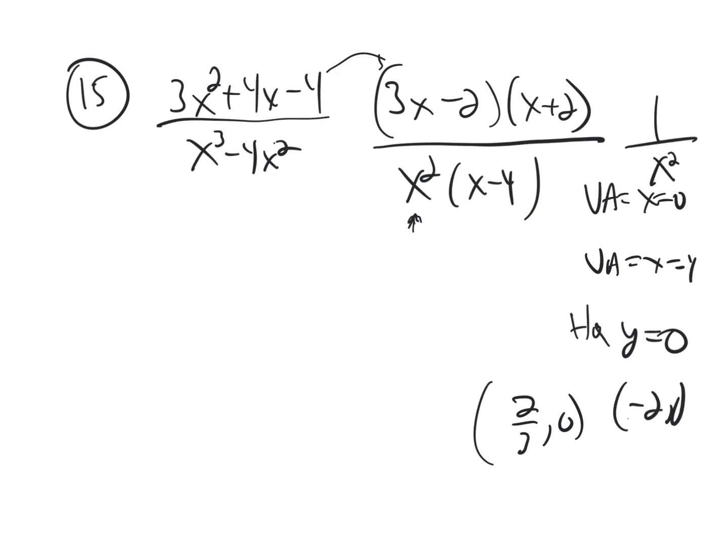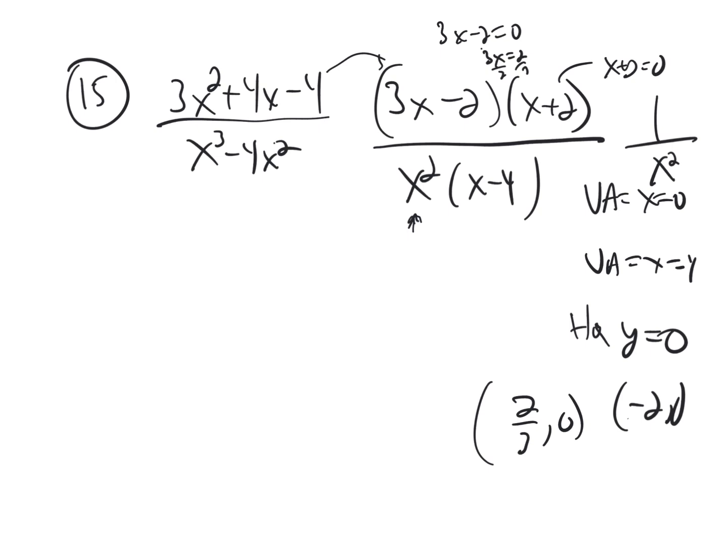Just in case you're wondering what I did, I set this equal to 0. Maybe I should write that. 3x minus 2 equals 0. So I added 2 and divided by 3. So x equals 2/3. That's where I got that from. And then for this one, where does x plus 2 equal 0? Well, that happens at -2.